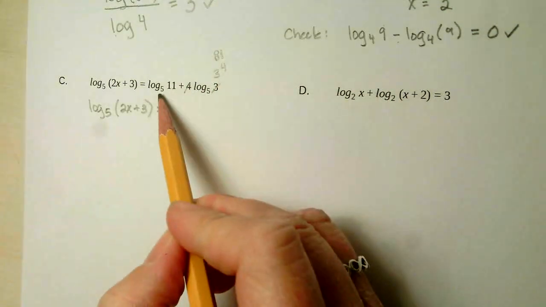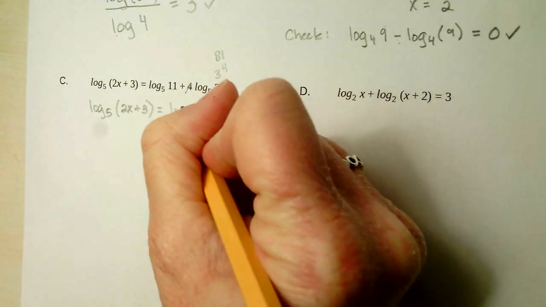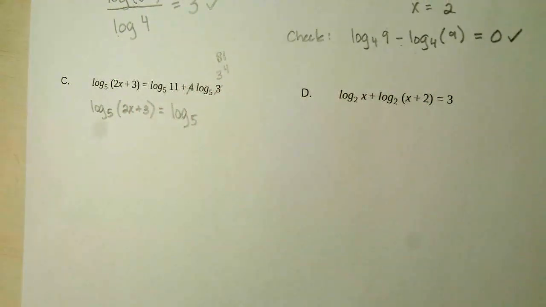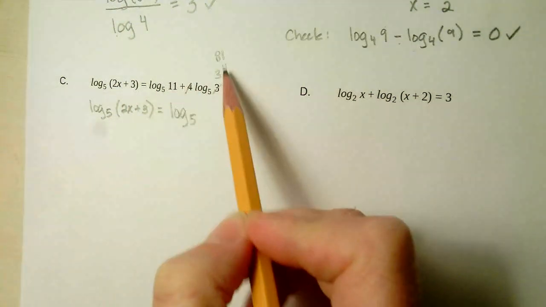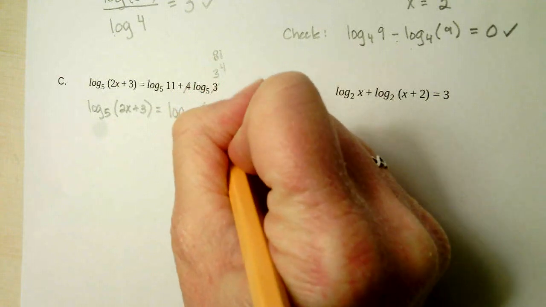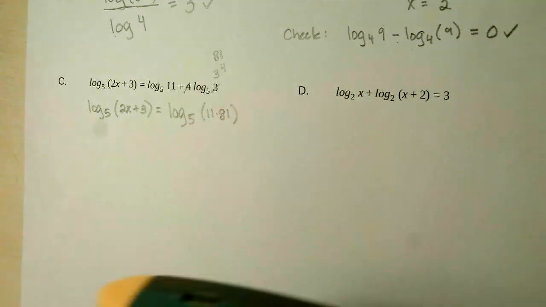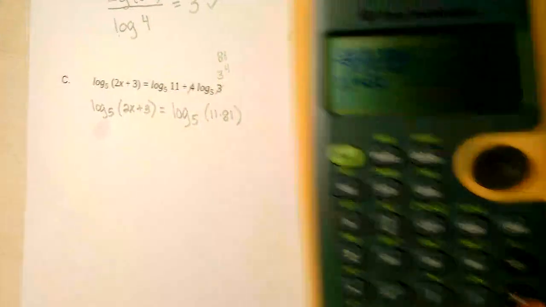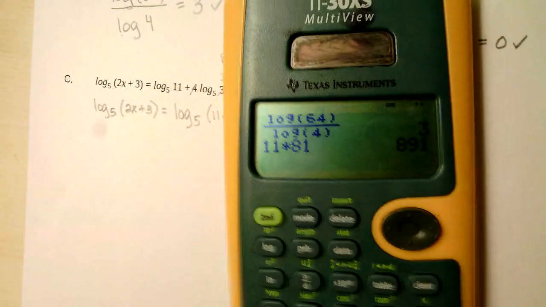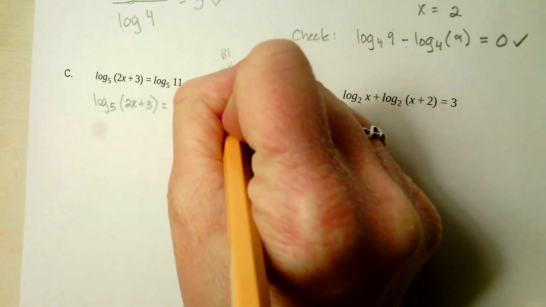So now I'm going to use the product property, and I'm going to see that this has the same base 5, and because these are added together, I'm going to multiply 11 times 81. I am going to find with my calculator that 11 times 81 is 891. Sorry, it's hard to see in the light. So I'm going to rewrite this as 891.